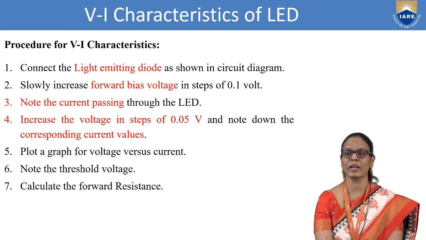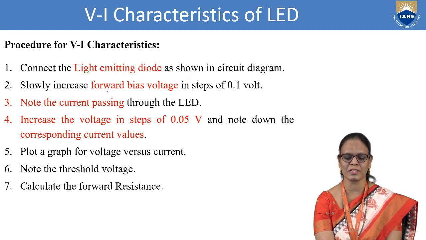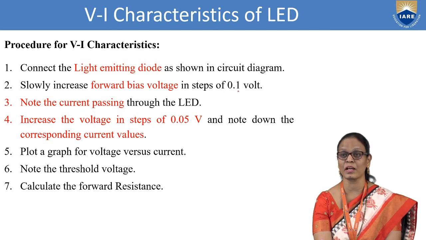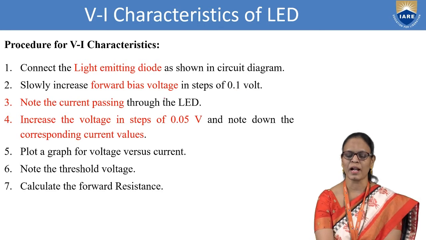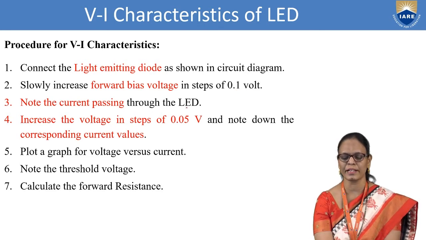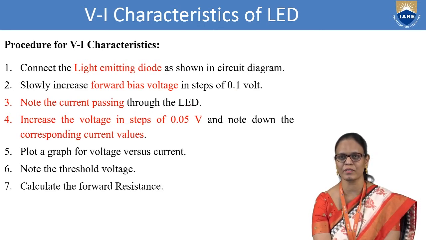Yes, let us have a quick recap of what we have seen. We have connected the light emitting diode as shown in the circuit diagram, and we have slowly increased the forward bias voltage in steps of 0.1 volt. We are varying the voltage with the help of the potentiometer and noting down the current through the LED, whatever current is flowing through it.